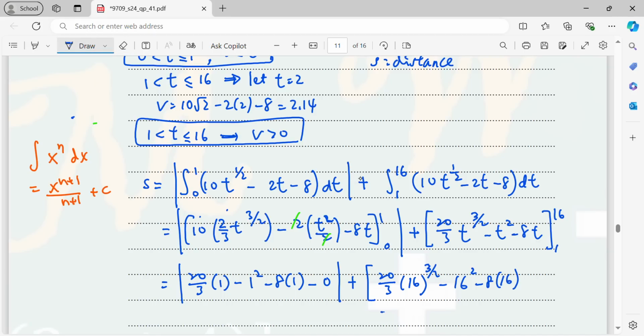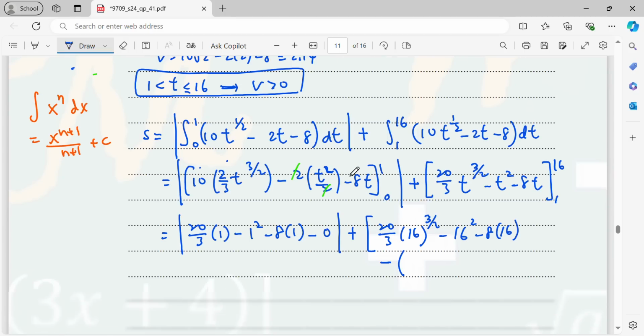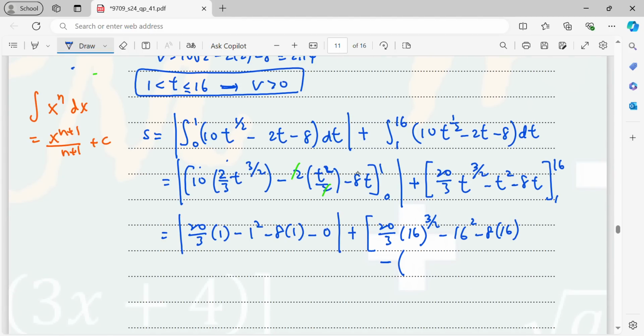Then minus, okay, when the t is replaced by 1. So everything, when the t with any degree, it will be 1. Okay, this is your calculation.